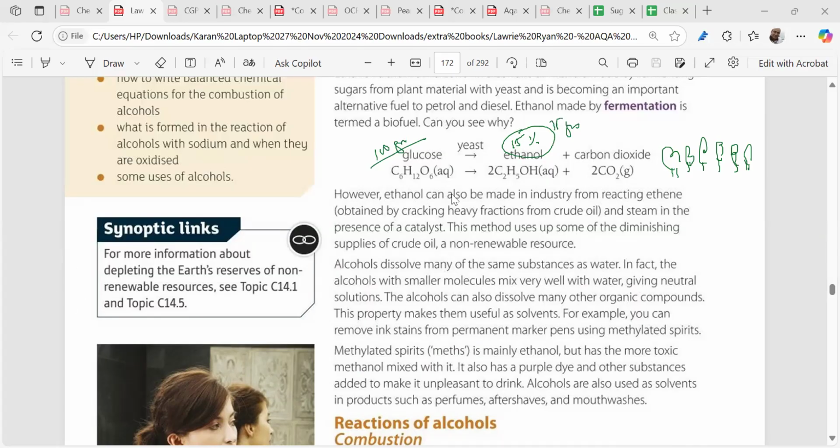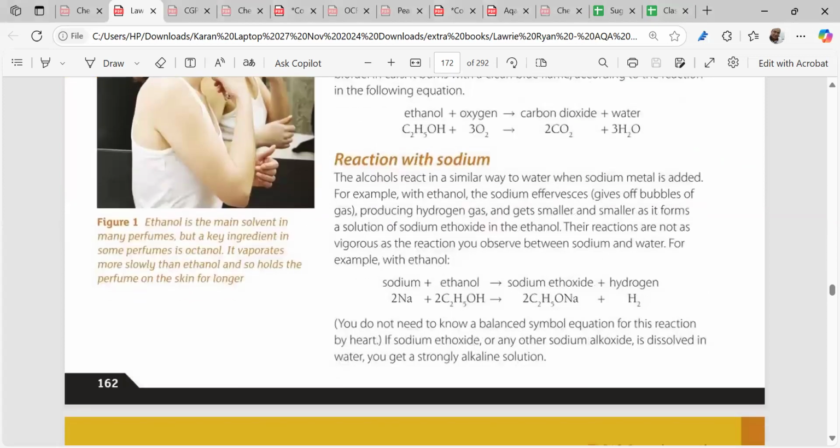Thus it helps the atmosphere also, that we are forced to grow plants, and the plants will be absorbing the carbon dioxide. Now, what are the reactions? Please open the book quickly. Page number 162. My prediction, this. And another prediction is the oxidation of alcohols, right?